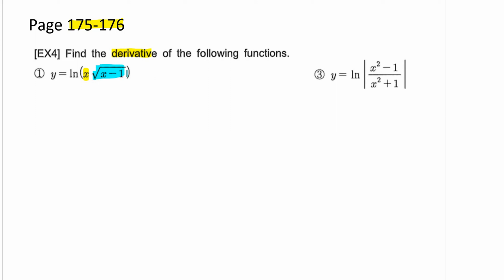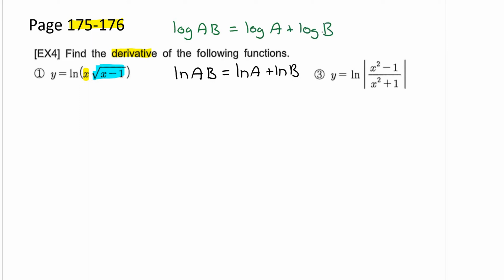For these kinds of problems, I need to get into the habit of using ln properties and breaking the problem apart. The ln properties that I'm referring to are things like ln of a times b, which is the same thing as ln a plus ln b. From pre-calculus 12, this is very similar to the log properties. So log AB is the same thing as log A plus log B. These properties are very similar.